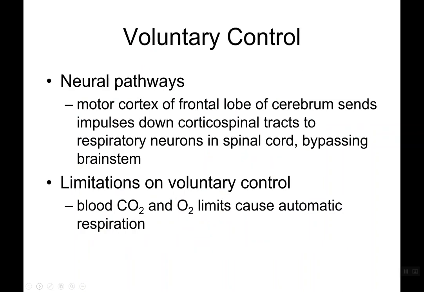All right, voluntary control. So the motor cortex, remember, that is going to be the precentral gyrus, and the motor association area. So those are going to send impulses down the corticospinal tracts, familiar from motor control from 231, and those pass along to respiratory neurons in the spinal cord. So these ones bypass the brainstem.